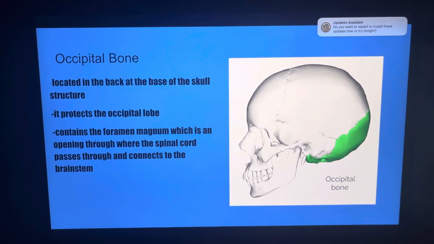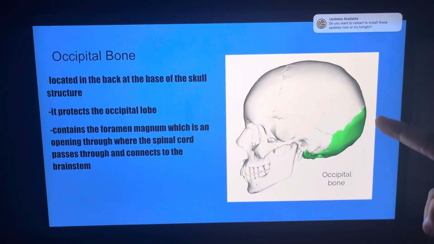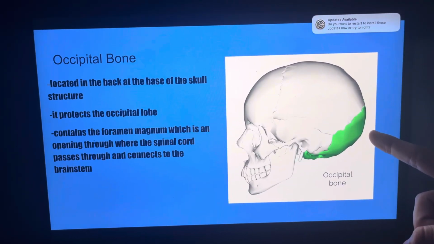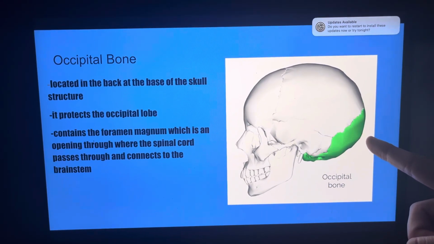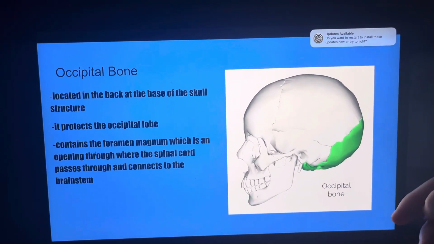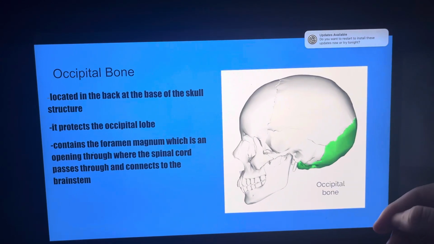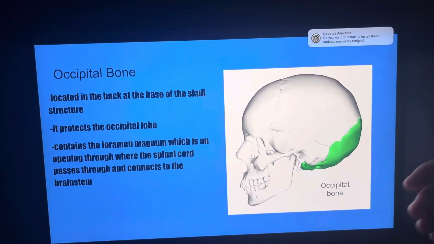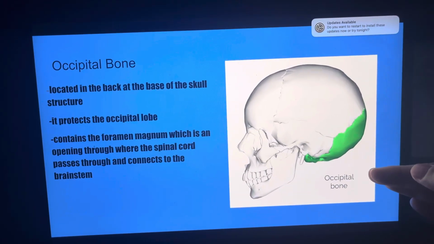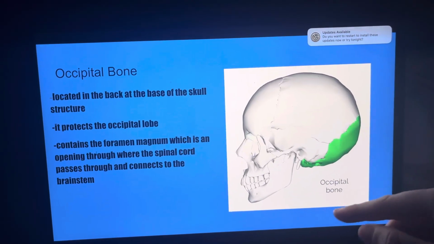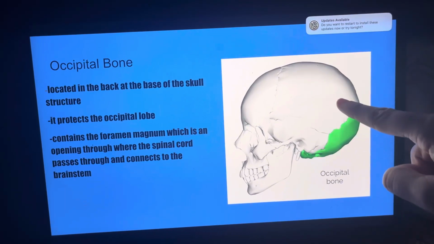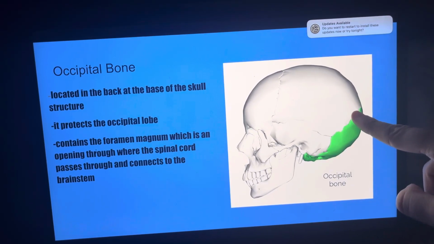So the occipital bone. This is located at the back, at the base of the skull structure. It protects the occipital lobe. It contains something called the foramen magnum, which is an opening where the spinal cord passes through and connects to the brainstem, which would be right down here. So this is the parietal bone compared to the occipital.